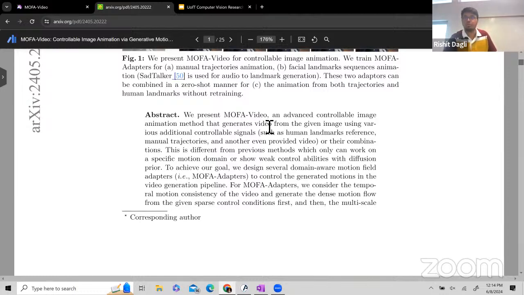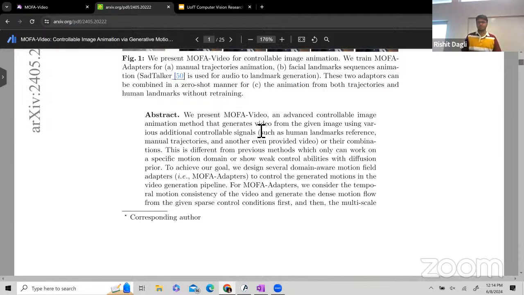Moving on, let's talk about controllable signals. Controllable signals are just extra pieces of information that help guide the video generation process. They can include human landmark references, manual trajectories, or other videos also. And multiple signals can be combined to create complex animations.